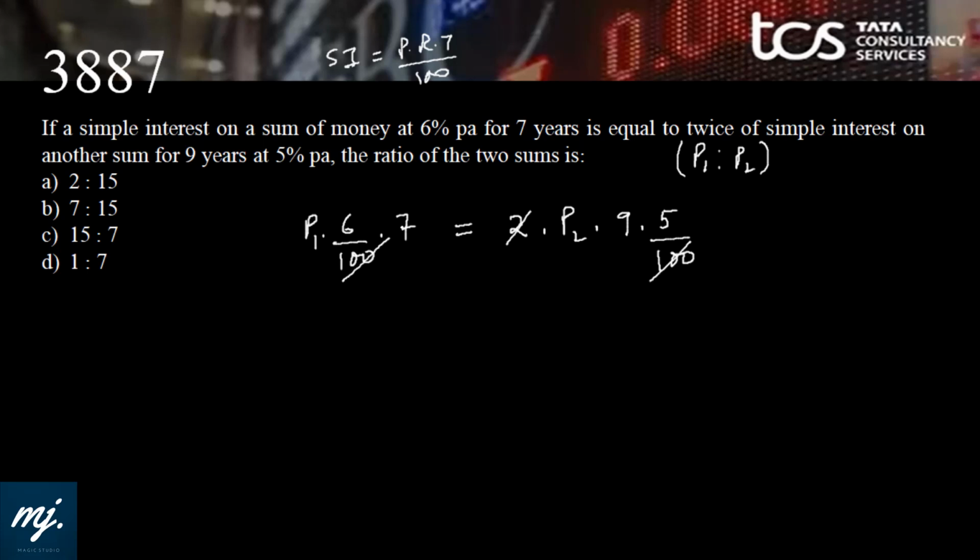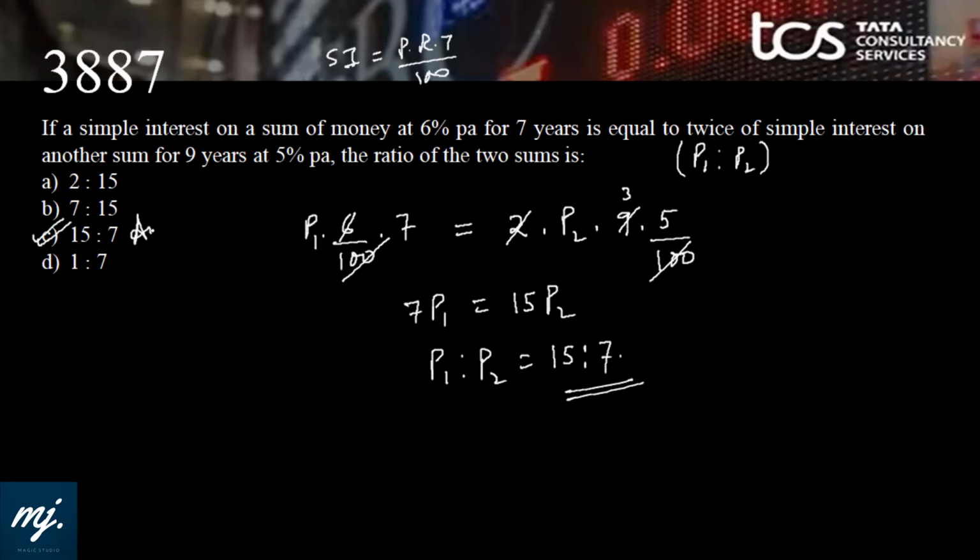So 7P1 is equals to 15P2. Therefore, P1 is to P2 is 15 is to 7. And that is in option C.